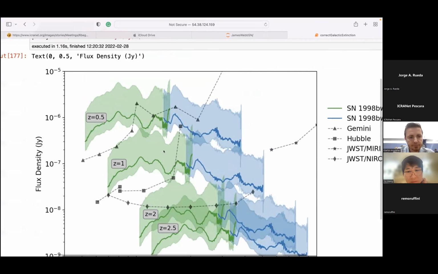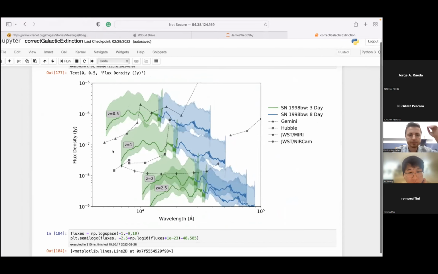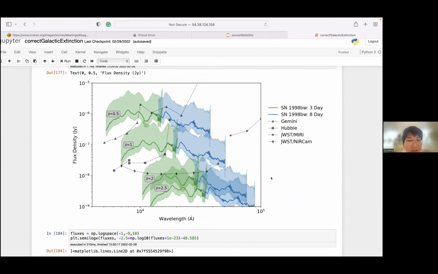This one. So this one, the x-axis is the wavelength. So this is 10^4, more than 10^4 is in the infrared. Yeah, so most of it is in the infrared, and the y-axis is the flux density.